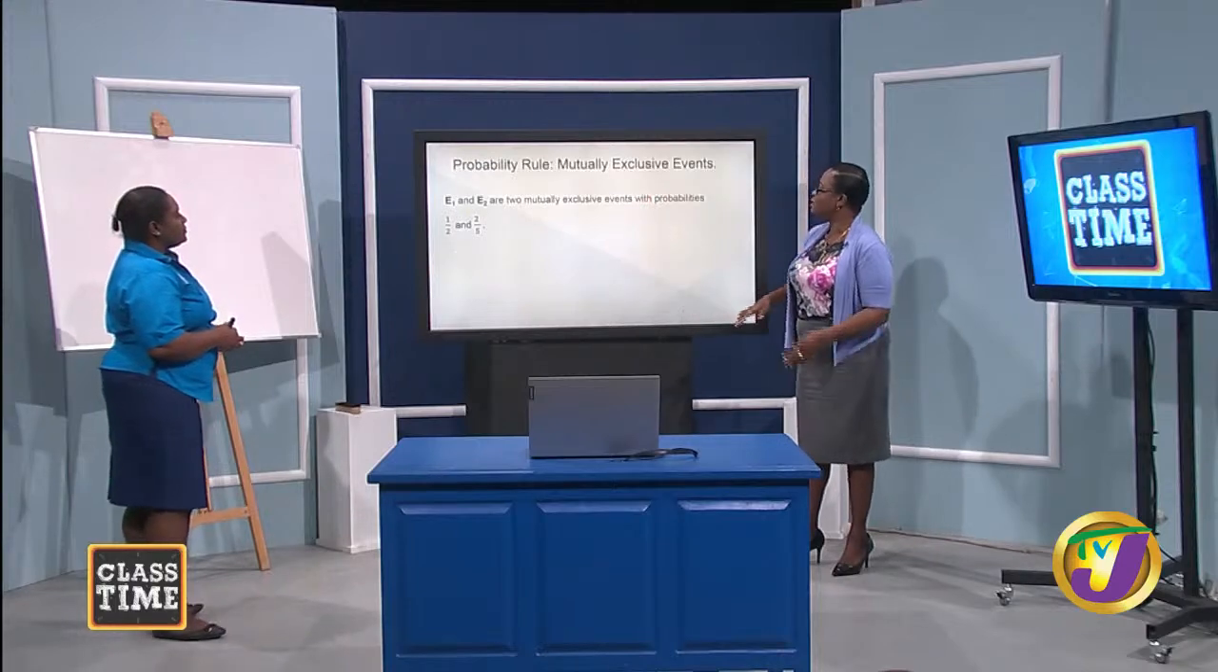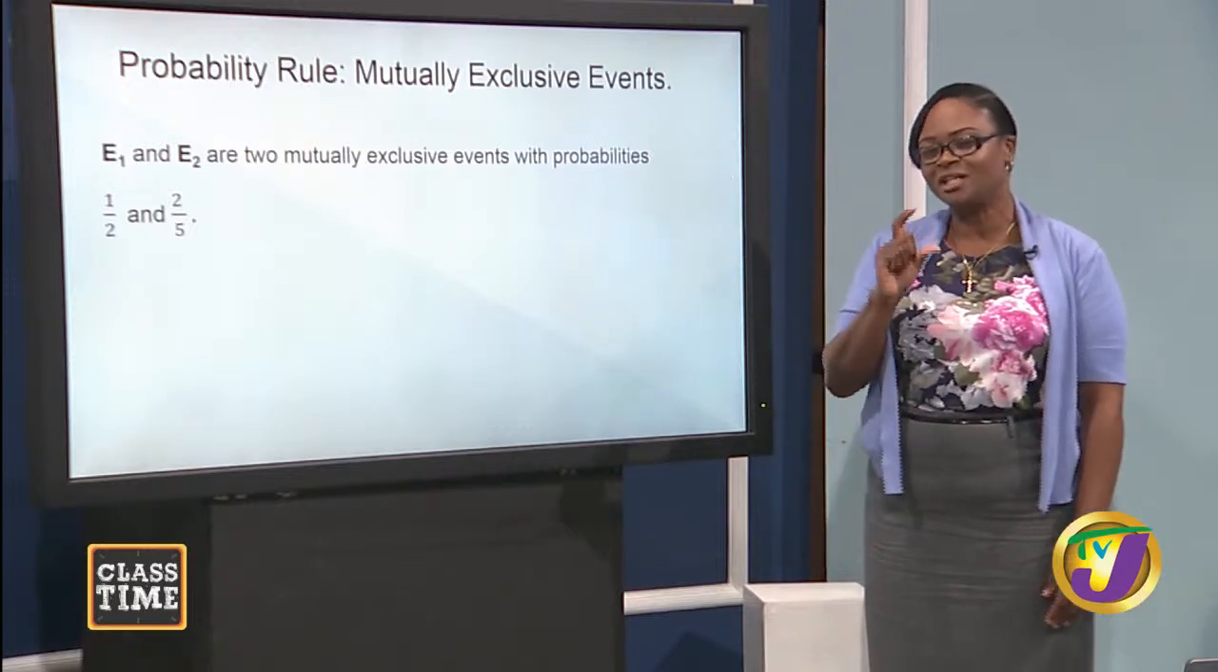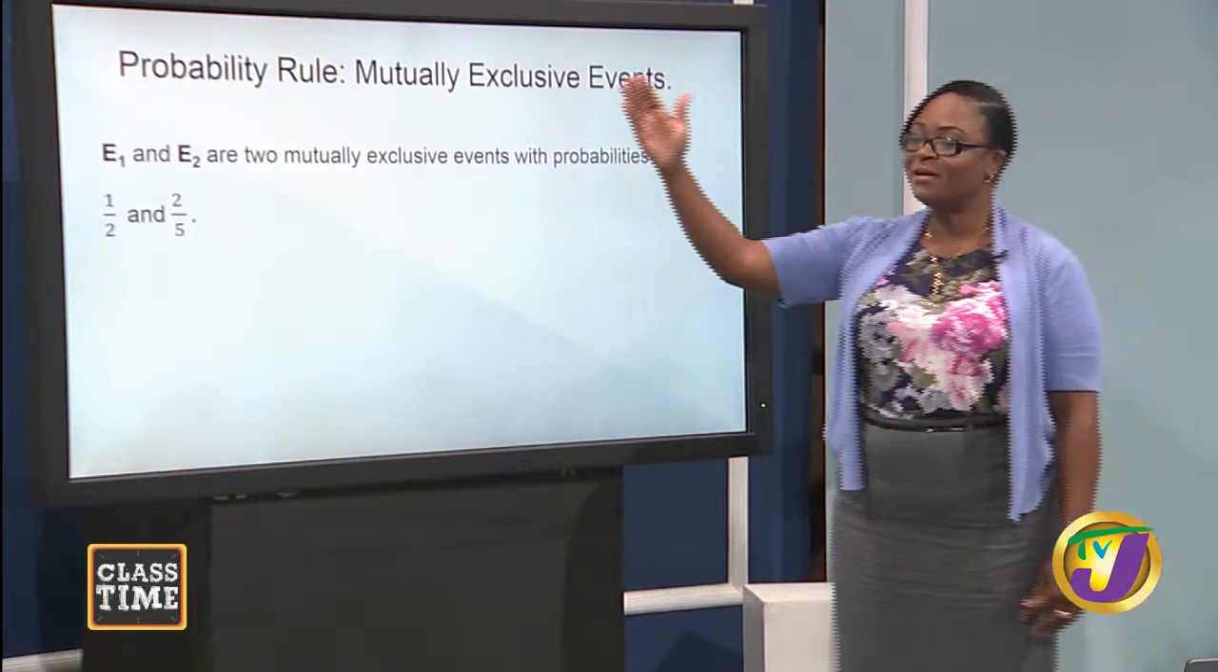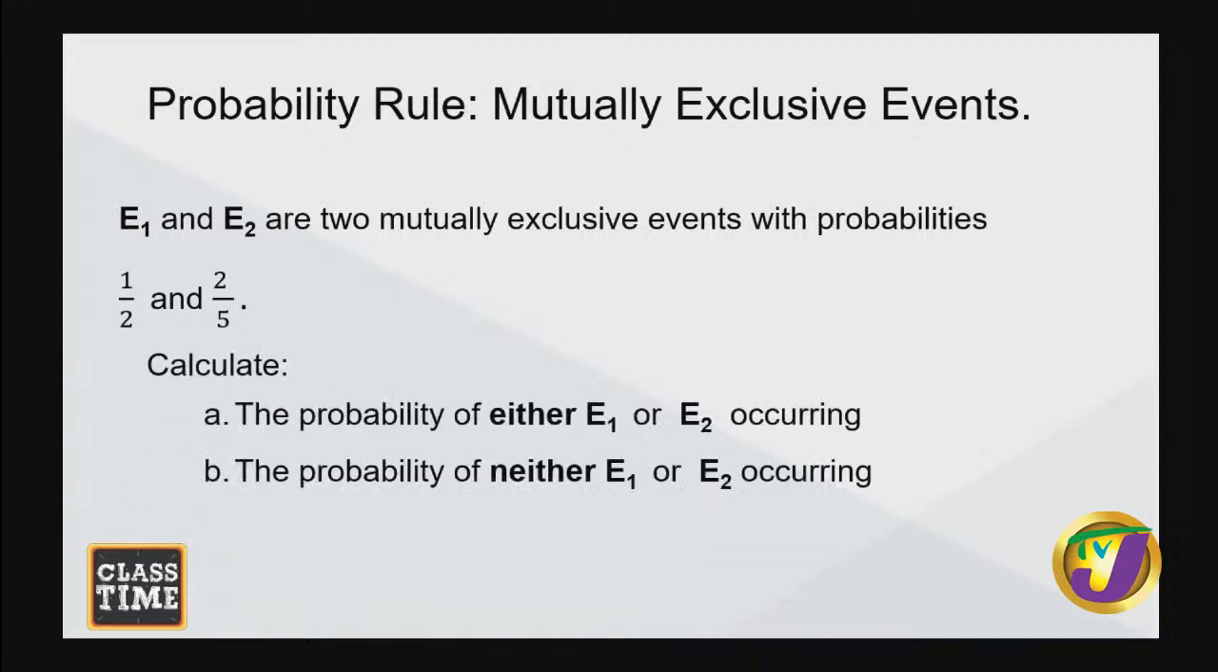Good. So let us continue with the application of the probability rule. Now this question is just a little different. It says we have an event 1 and an event 2, which are two mutually exclusive events, and they have the probability of event 1 being a half and event 2 being 2/5. Now, we have two questions. What is the probability of selecting either event 1 or event 2? And what is the probability of selecting neither of the two?